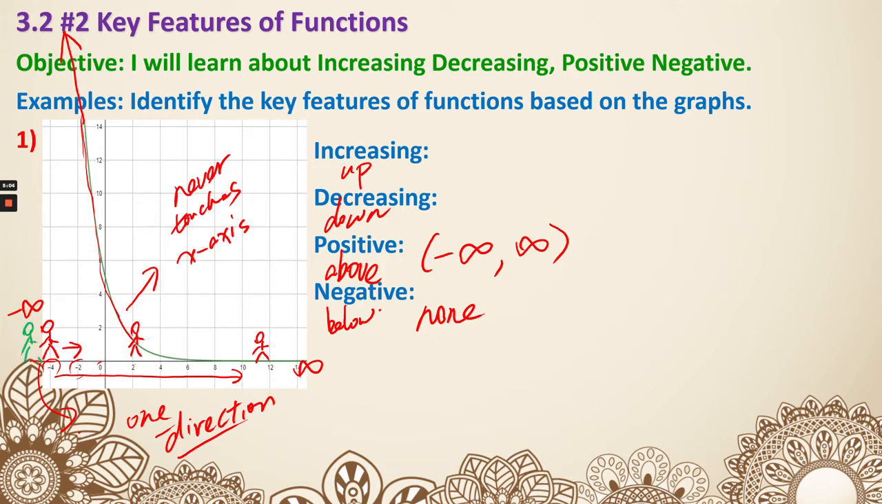Still our little friend walking from negative infinity. You can see ever since he started walking, the roller coaster is starting to come close to him. So it's always decreasing ever since he started walking from negative infinity. When he's here, it's still going down. So that means it's going to be from negative infinity to positive infinity for decreasing, because it's always going down.